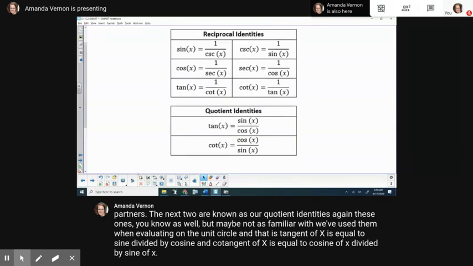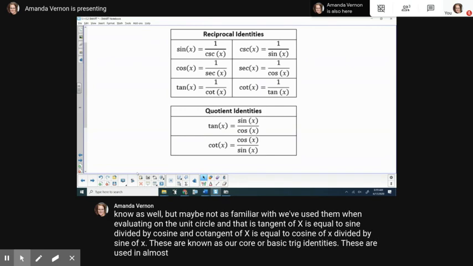These are known as our core or basic trig identities. These are used in almost every proof that we do and will often show up when we're factoring or expanding as well.